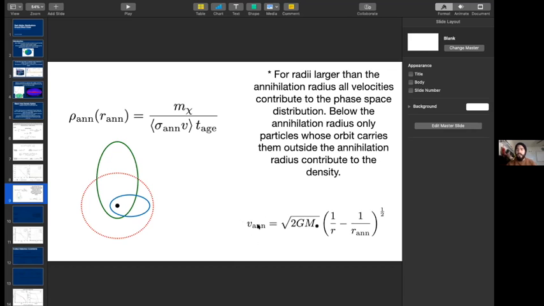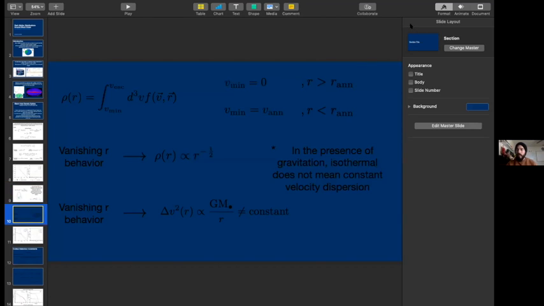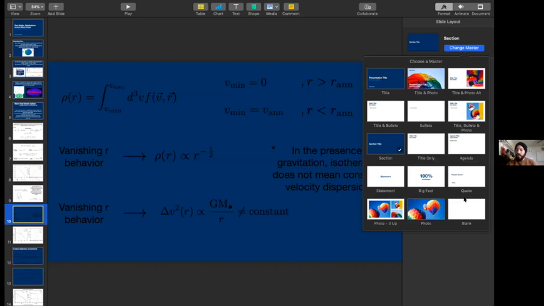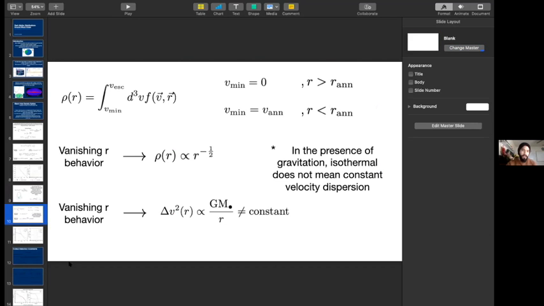So we define this velocity v annihilation, which is just solved by setting the energy to the gravitational potential at the annihilation radius and solving for v. So in the distribution, the way that we account for these changes is we just say, okay, it's the same definition for density, except now I have to ensure that I have some minimum velocity, where if I'm outside the annihilation radius, I still account for all velocities. However, if I'm within the annihilation zone, the minimum velocity must be at least v annihilation.